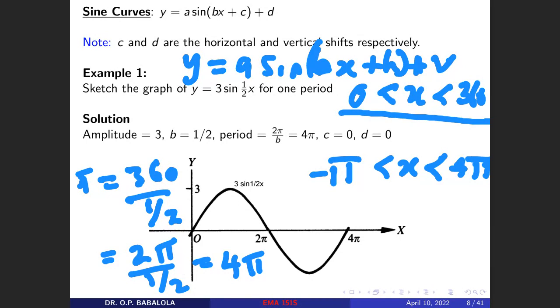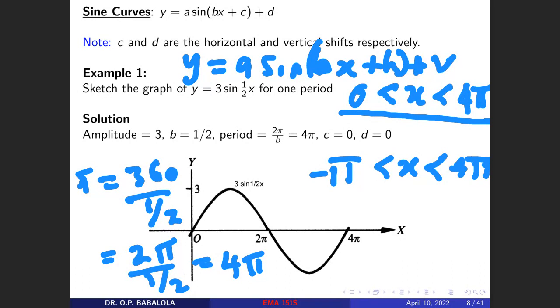And that is all. So what do we need to sketch our graph? We need to know what our amplitude value is, and we also need to know, oh sorry, I said it's 0 to 360. That's not the case. It's 0 to 4 pi, not 360. Let me just take this out. We need to know our amplitude, and we also need to know our period. That is what will help us to sketch our graph to 4 pi.